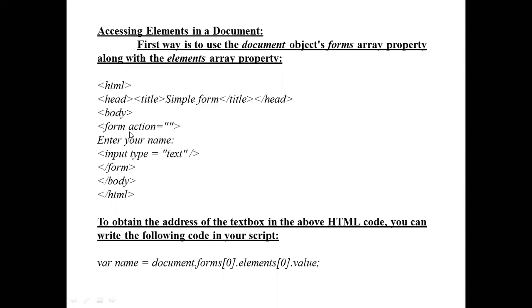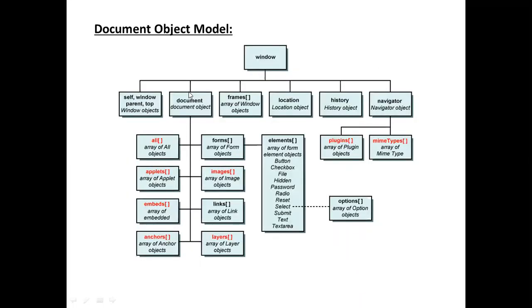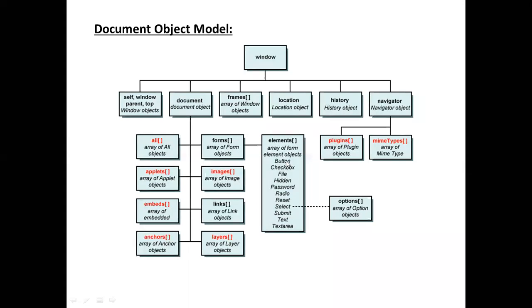So document form element means here all are the elements: input type equal to text is one element, input type equal to checkbox is one element, and the select tag is one element. All are elements in the forms object. That forms object is in the HTML document, and that HTML document is in the window. Whenever you execute the file, that HTML document is loaded into the web page, into the browser's window.